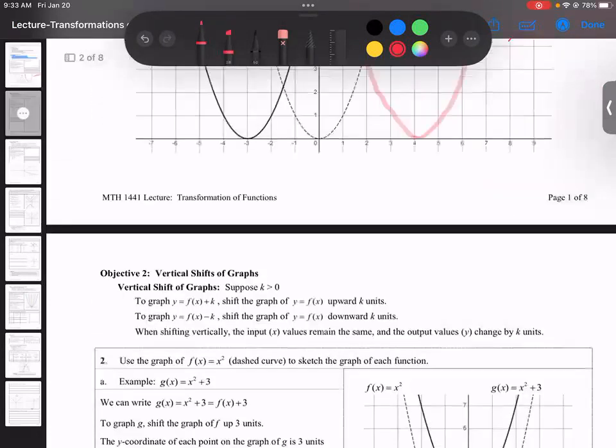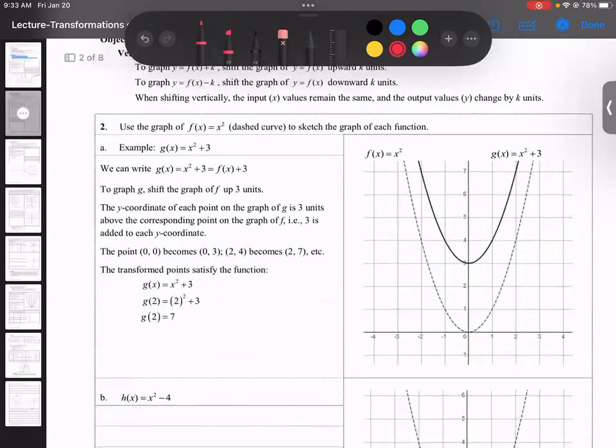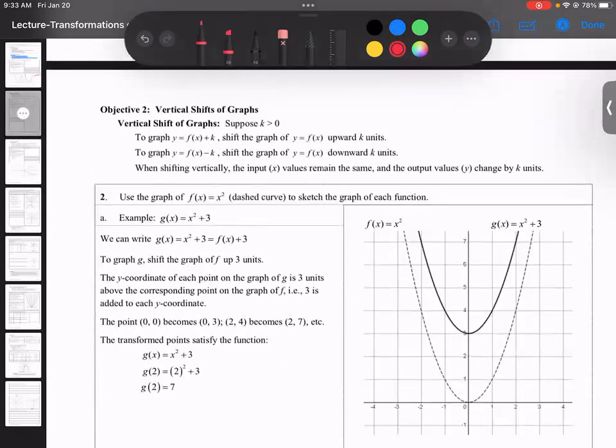You can learn this in statistics too, right? Vertical shifting.